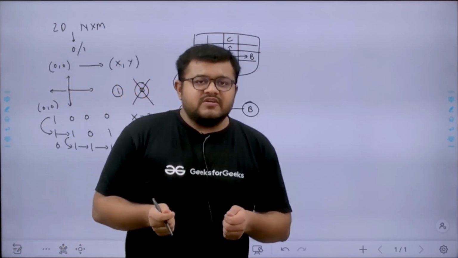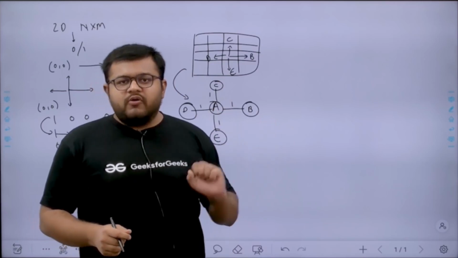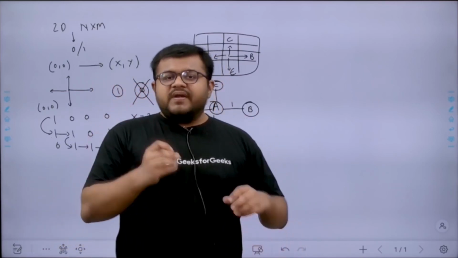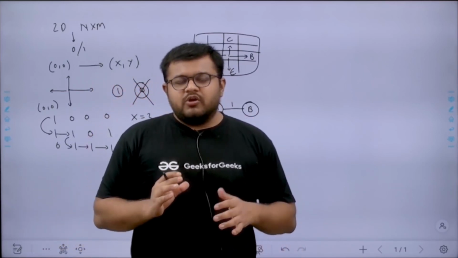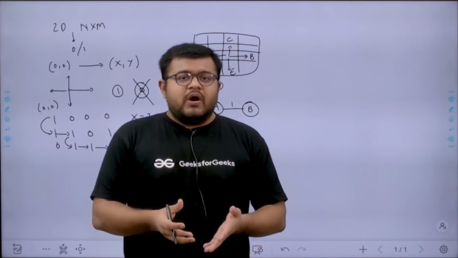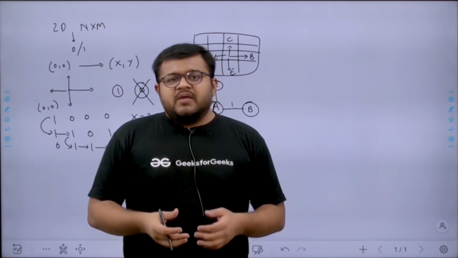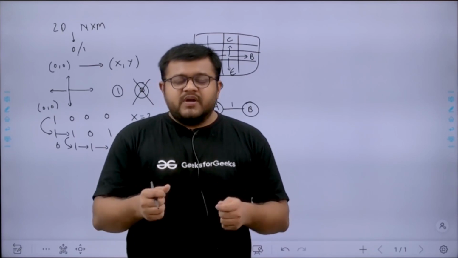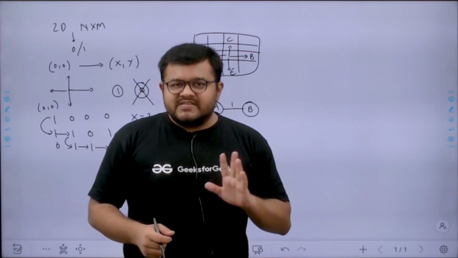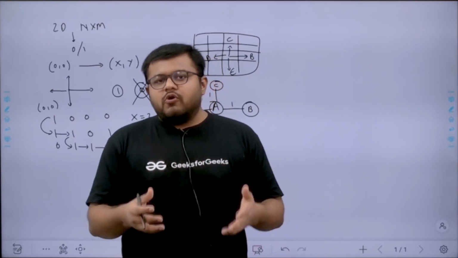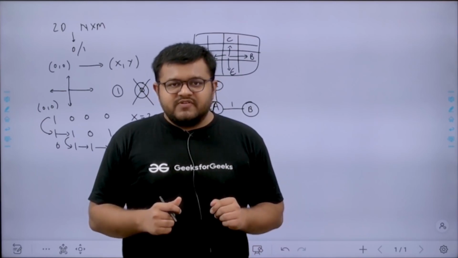Now I am given a cell 0,0, which is a node of this graph, and I need to find the minimum distance to reach a particular node x,y. So how can I find the minimum distance? There are multiple algorithms, but here, since the edge weight is the same, that is 1 unit for all the edges, I can use breadth first search.